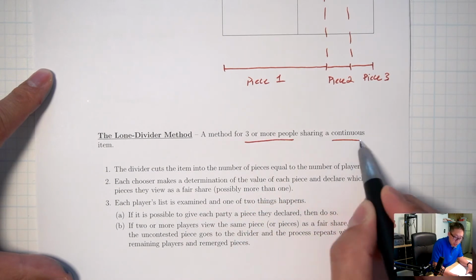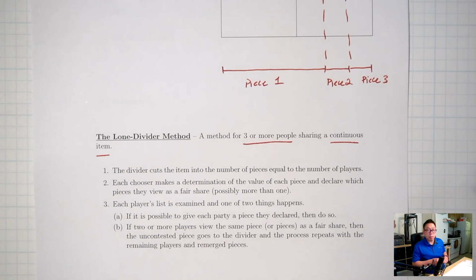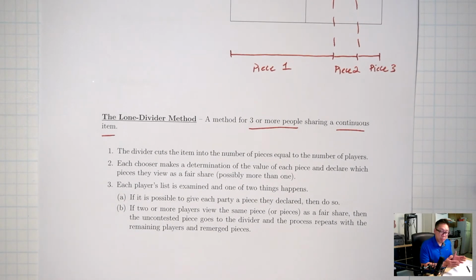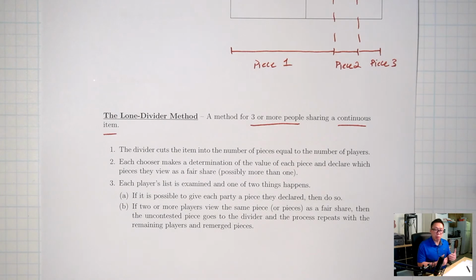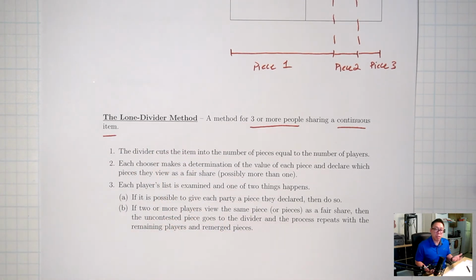sharing a continuous item. So once again, these are things that you can cut up. So lone divider means that there's still the person who divides, but then there's no choosers. We're not going to have choosers. So one person divides, and then we're going to take a step back and figure out what to do next. So instead of going through the words here, let me show you the steps with an example.